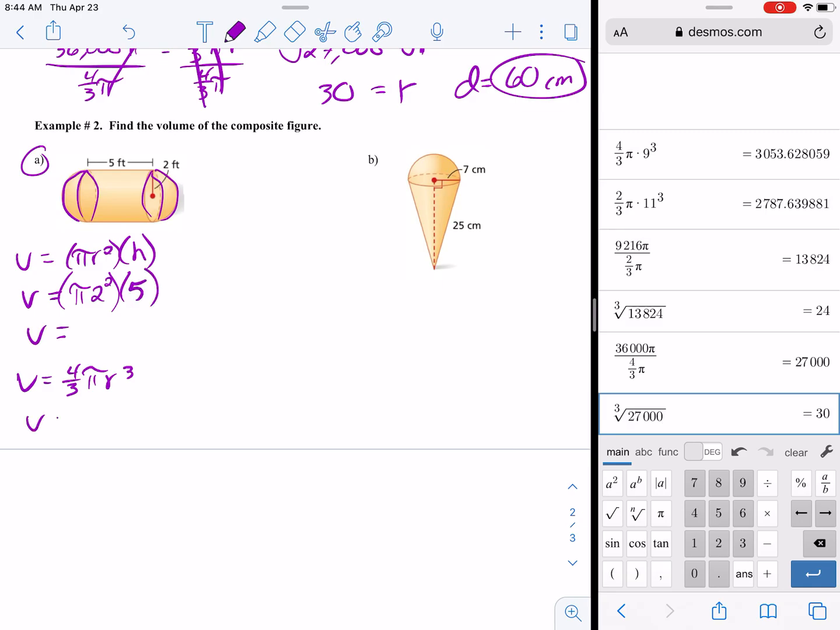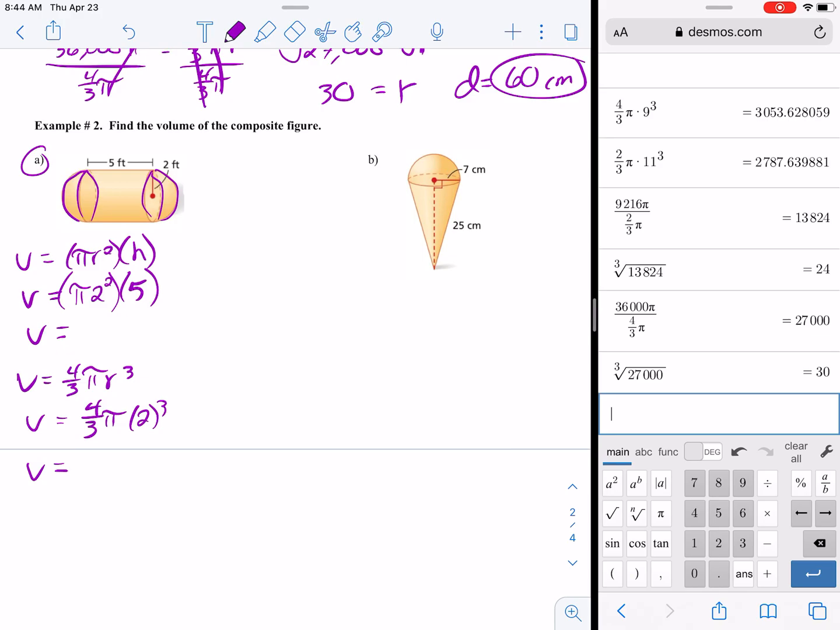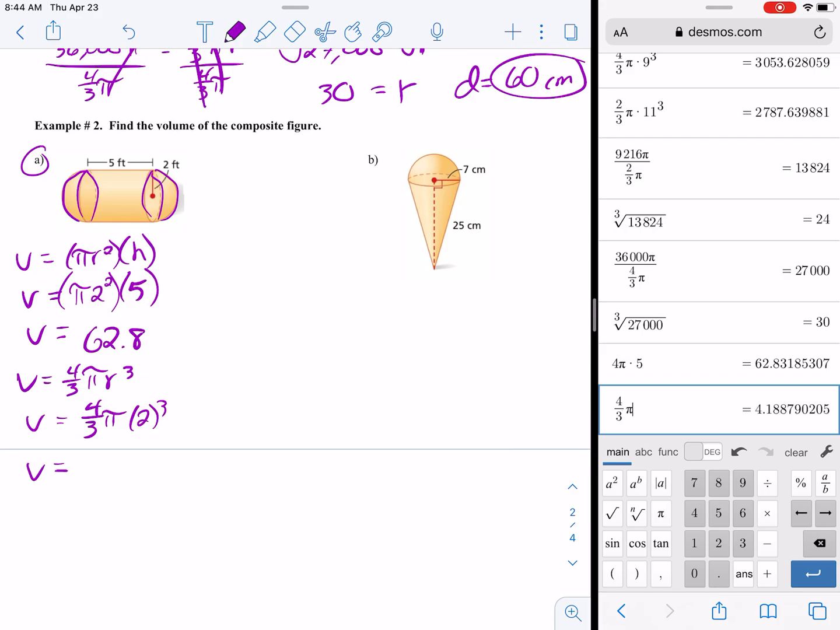Punch that into our calculator in just a sec. For our sphere, 4/3, same radius of 2, so 2 cubed. We get, let's check both, 4 pi times 5, 62.8, and then 4/3 pi times 2 cubed, which is 8, 33.5. And then just add these 2 volumes together for a total volume of 96.3 cubic feet.